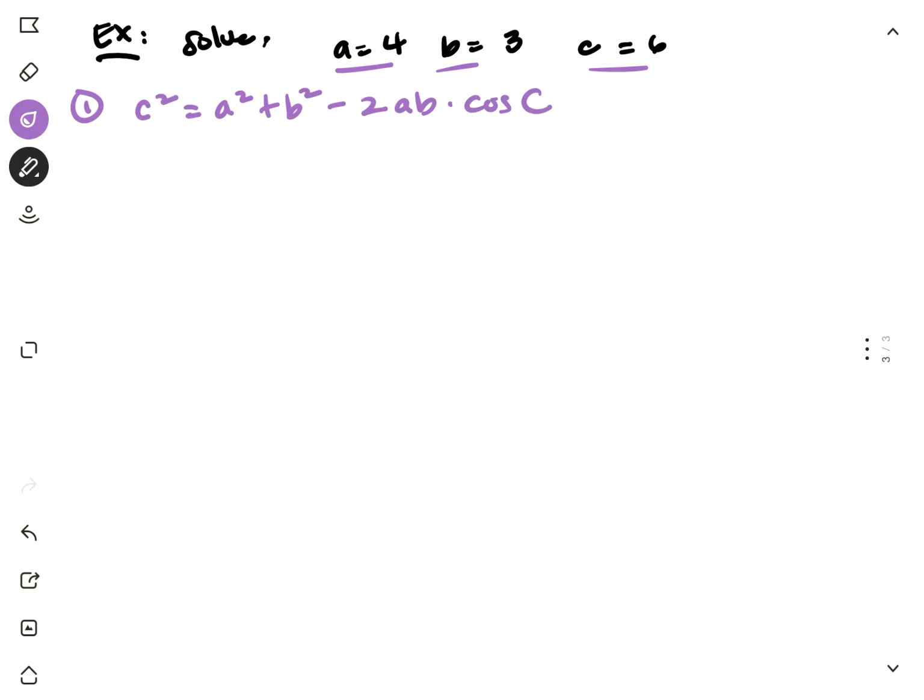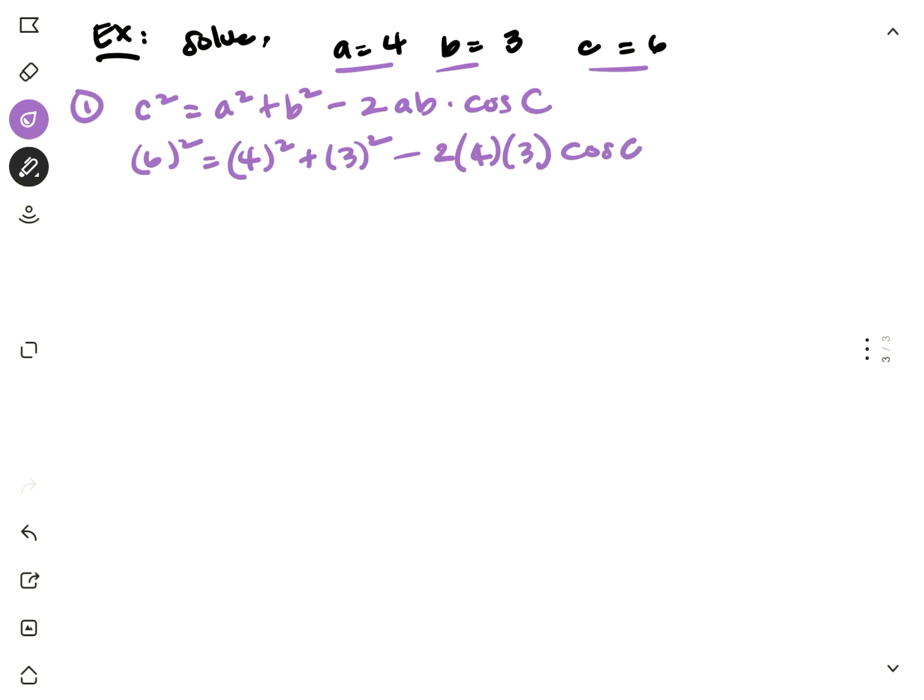And we're hoping to find the angle. We have all 3 of the sides. We don't need to find any of the sides. We need to find the angle. So let's see how this all plays out when we start plugging things in. So our c is 6 squared equals a is 4 squared plus b is 3 squared minus 2 times 4 times 3 times cosine c.